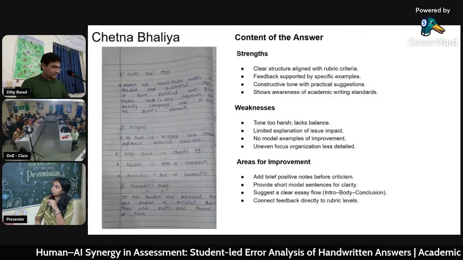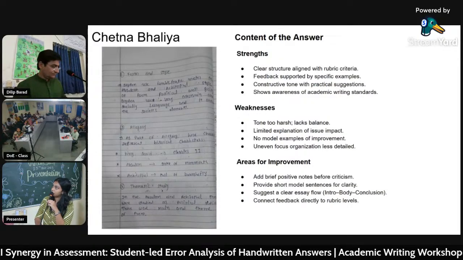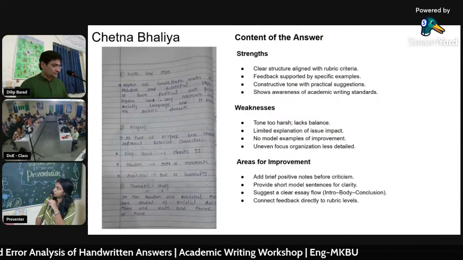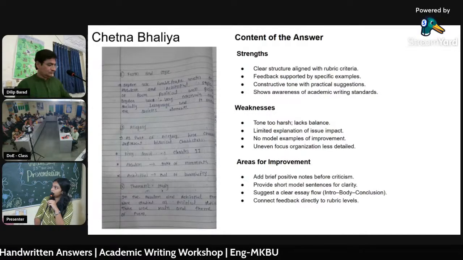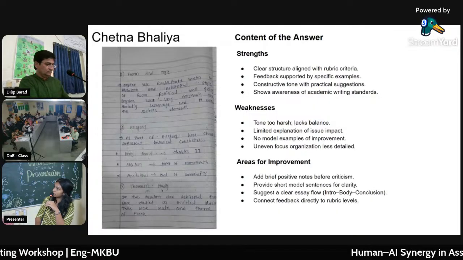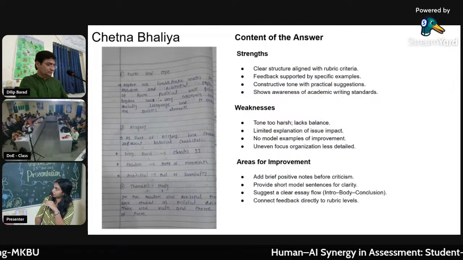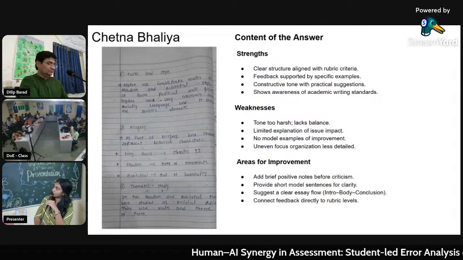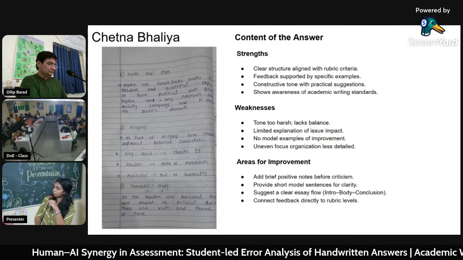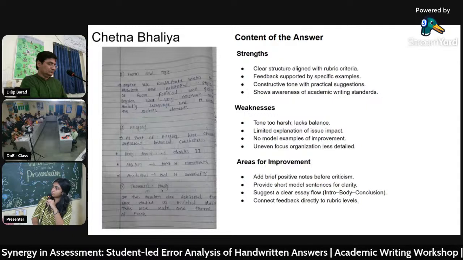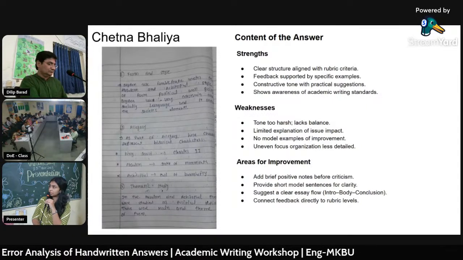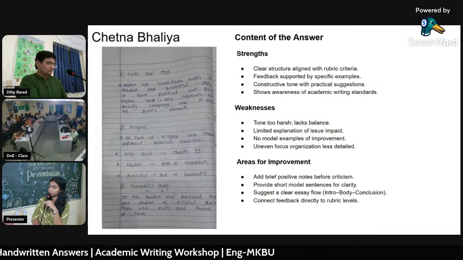The next one is Chetna's slide, where the strengths of her answer show a clear structure aligned with rubric criteria. The feedback is supported by specific examples, and she has used a constructive tone with practical suggestions, and shows awareness of academic writing standards. And the paper is Paper 101, the history of the Elizabethan era and the era of Chaucer.